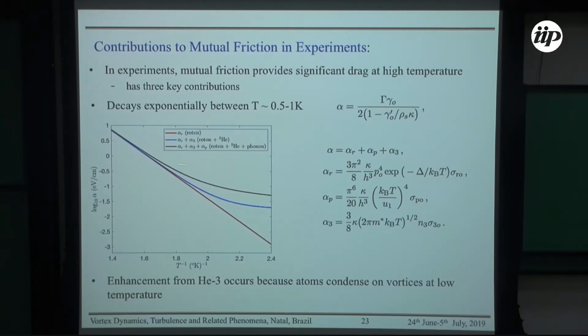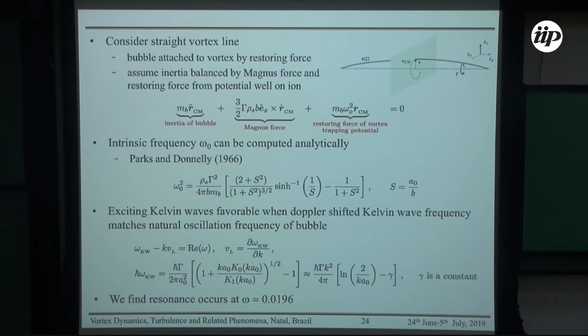Now the mutual friction term that we've retained has been extensively studied, and you see that as you decrease the temperature, the roton density is depleted very rapidly. Then at very low temperatures, you mainly have contributions from phonons and helium-3 impurities, which, as I said, in the experiments at Manchester, they've been able to vary and study their effect. So what we want to do now is understand what it is that excites the ion and provides a channel for dissipating energy. If we now focus on the equation of motion for a bubble trapped on a straight vortex, then this bubble will have an inertia term describing the motion in the direction transverse to the vortex. We will have a Magnus term, and we will have a restoring force induced by the trapping potential of the vortex on the ion.